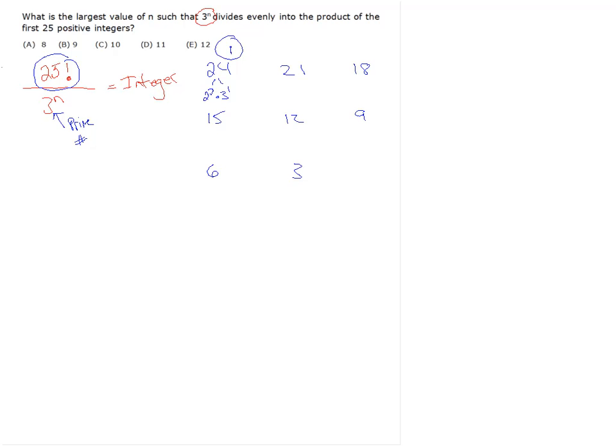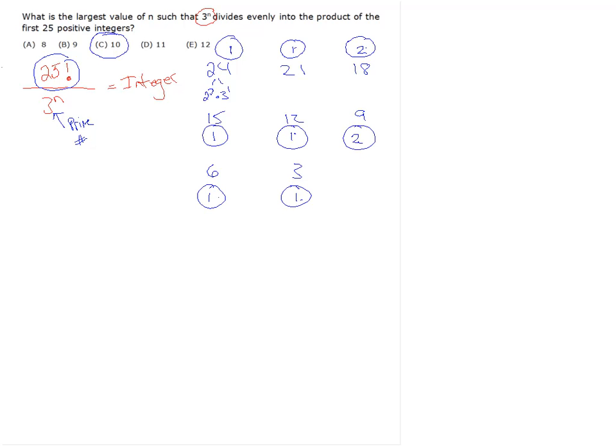So 21 has 1 prime of 3. 18 has 2 primes of 3 because it breaks down to a 9, which is 3 squared. 15 has 1 prime of 3. 12 has 1 prime of 3. 9 has 2. 6 has 1. And 3 has 1. So if we add these up, 1, 2, 4, 5, 6, 7, 8, 10, we see that the max value that n can be is 10.